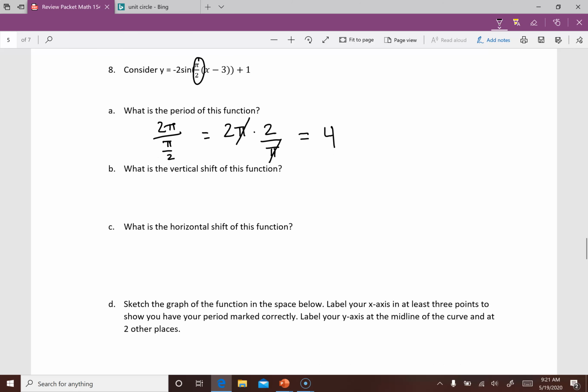What's the vertical shift of the function? Well, that's just the up 1. And what's the horizontal shift? Well, it's going to be the opposite of that, right? We think -3, we think left, but nope, it's the opposite. It's going to be right 3. And we've done quite a bit of that.